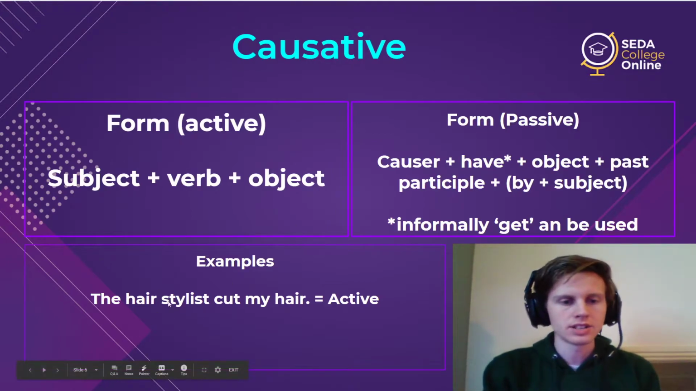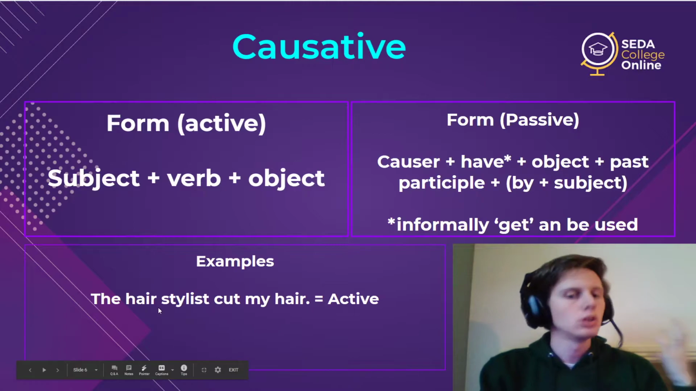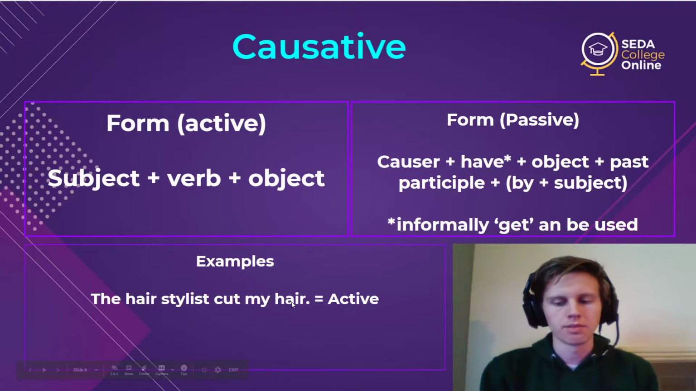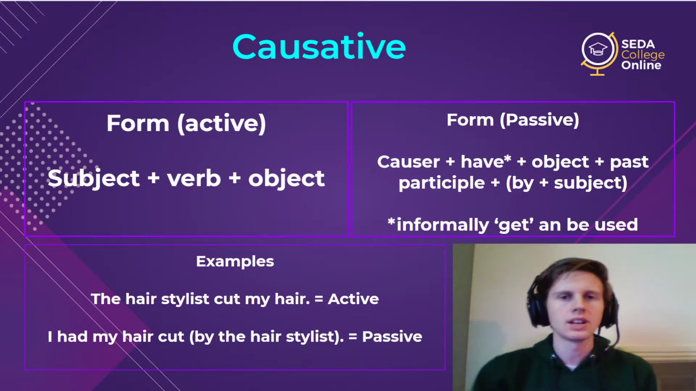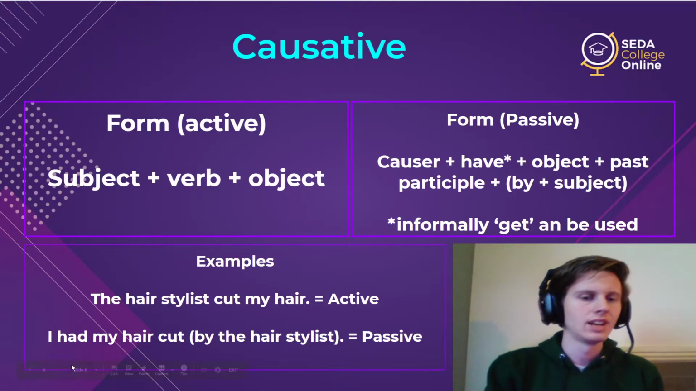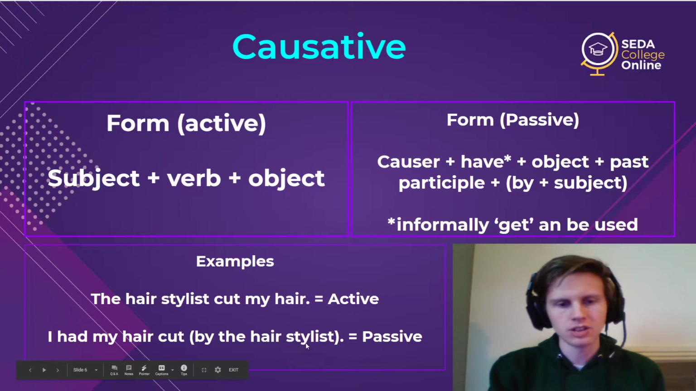This hairstylist, he is the person who did the action. He cut my hair. But I gave him money to do this. I walked into the hair salon and I said, I want a haircut. So I made it happen. So I can say this as the causative. I had my hair cut by the hairstylist.